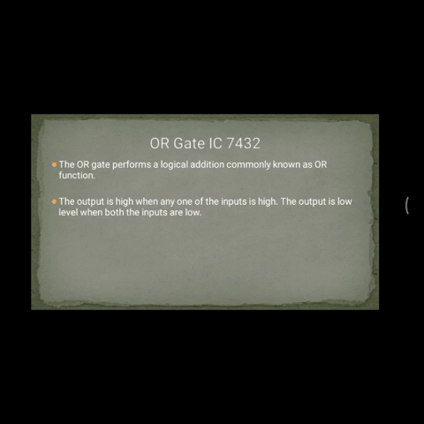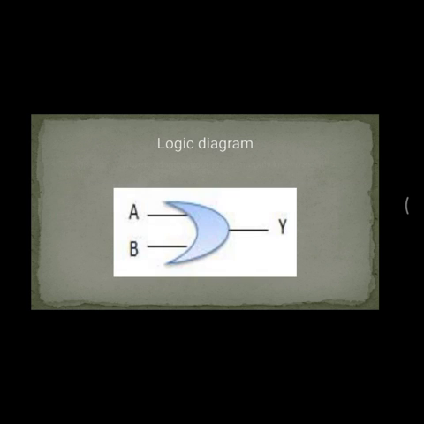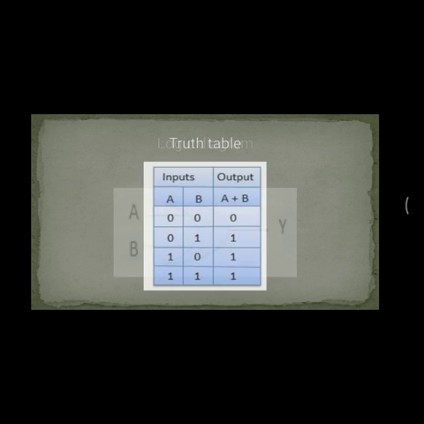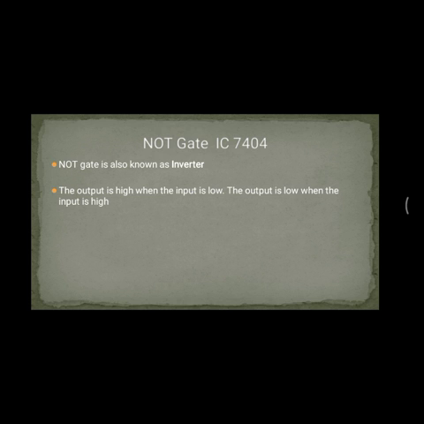Next we are going to see about OR gates. The OR gate performs a logical addition, commonly known as the OR function. The output is high when any one of the inputs is high. The output is low level when both inputs are low. This is an example of an OR gate. This is the logic diagram of an OR gate. This is the truth table of an OR gate.